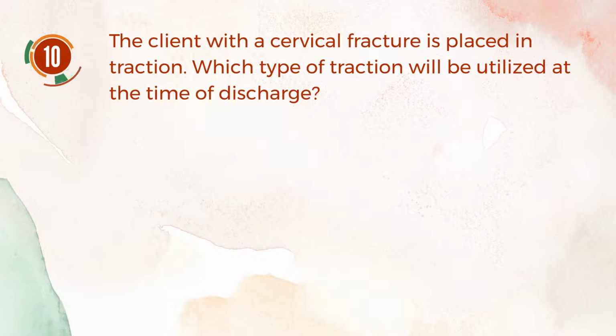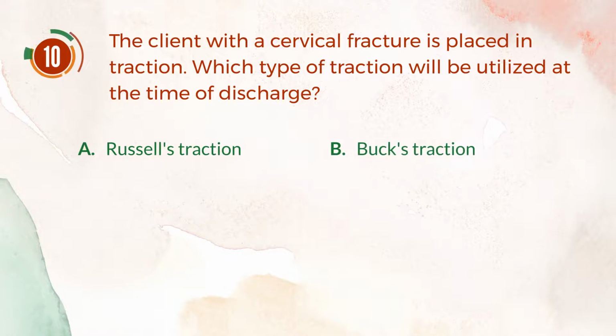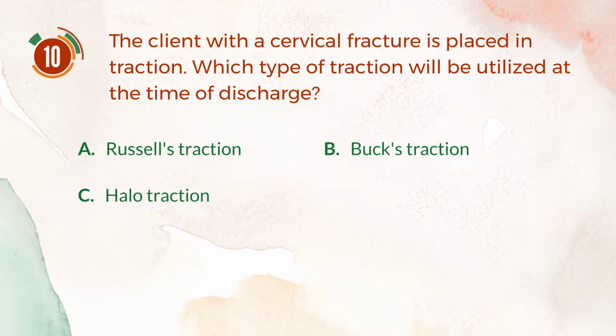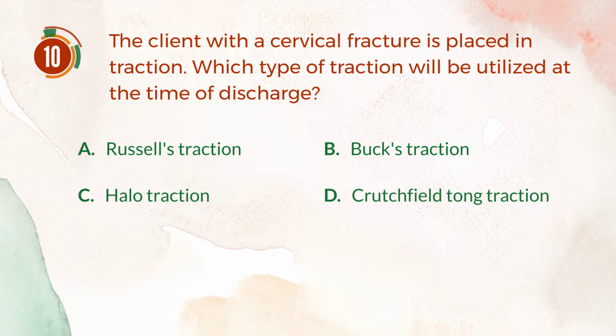Number 10. The client with a cervical fracture is placed in traction. Which type of traction will be utilized at the time of discharge? A. Russell's traction. B. Buck's traction. C. Halo traction. D. Crutchfield tongue traction.